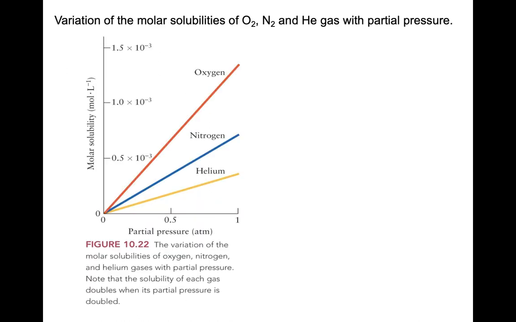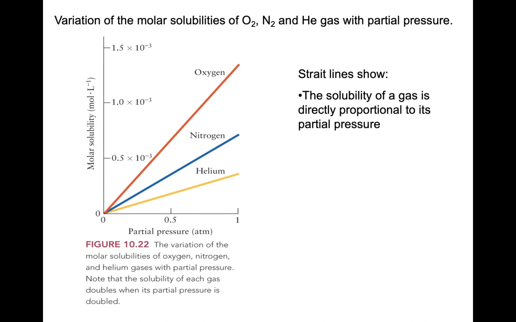So now let's switch gears a bit and think about gases dissolving in liquids and those molar solubilities of oxygen, nitrogen, and helium gas as a function of partial pressure. So we've got this graph here that has molar solubility in moles per liter as a function of partial pressure. So the fact that we've got straight lines shows a couple of things. First, the solubility of the gas is directly proportional to its partial pressure, right? We increase the partial pressure, the solubility goes up. And that's true for all three of our gases.